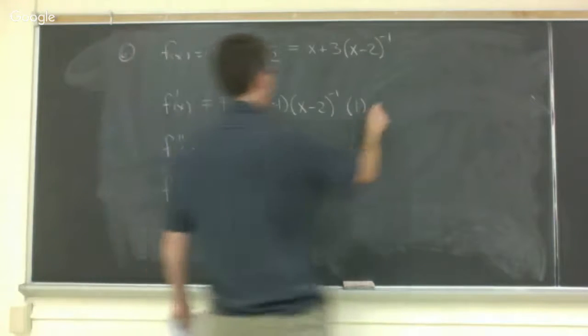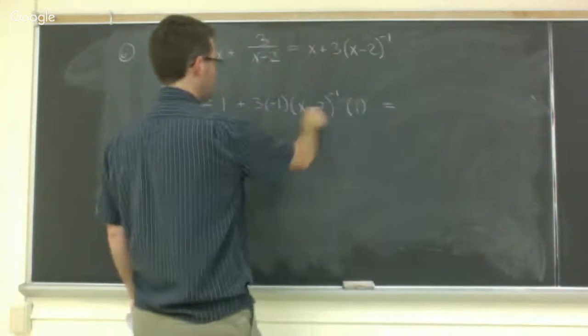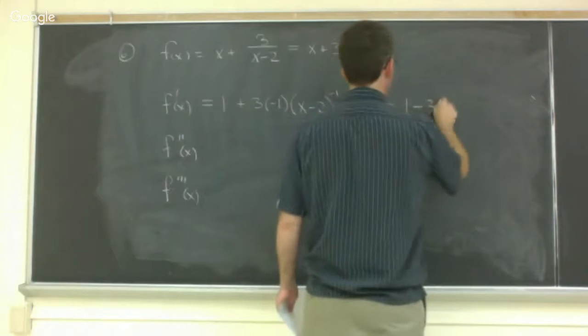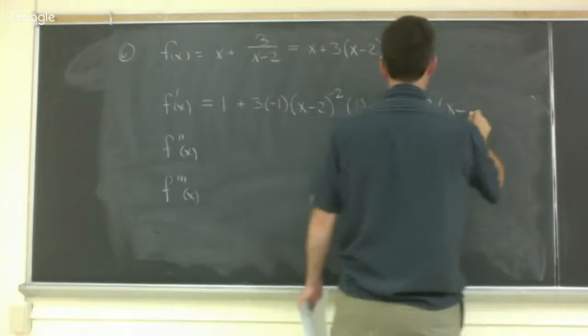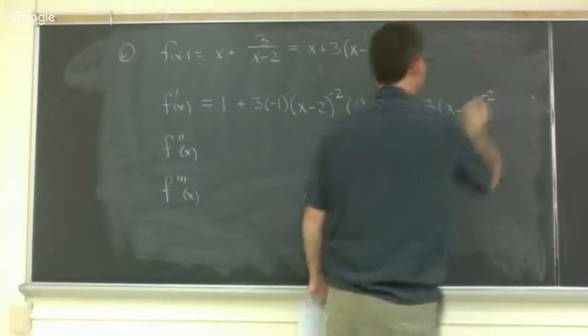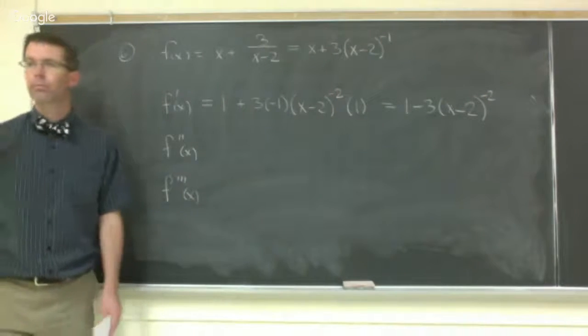So what do we get? We get 1 minus 3 times x. That should have been a minus 2 power. That was a mistake. x minus 2 to the minus 2 power. Okay.